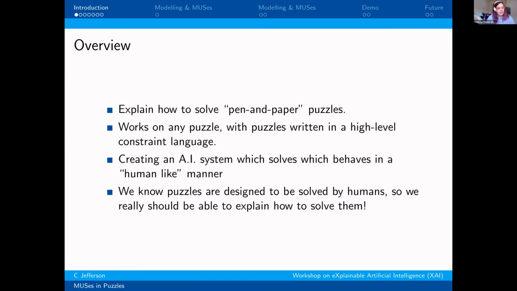The puzzles are written in a high-level constraint language. For those who know about constraint programming, we use an existing constraint language called Essence. The plan is we have an AI system which solves these puzzles in a human-like manner, for some definition of human-like. One thing which makes this area both easier and harder is we know these puzzles are designed to be solved by people.